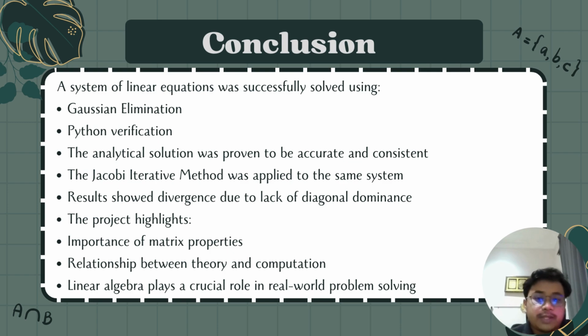When the Jacobi iterative method was applied, the result showed divergence, highlighting the importance of matrix properties such as diagonal dominance. Overall, this project helped us understand the strong relationship between mathematical theory and computational tools in linear algebra.